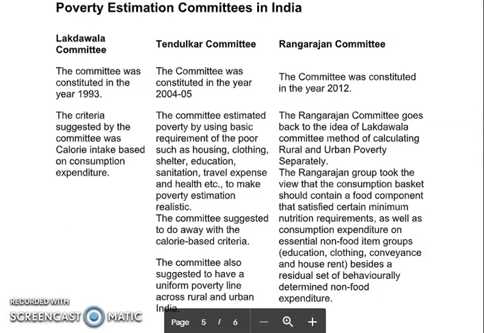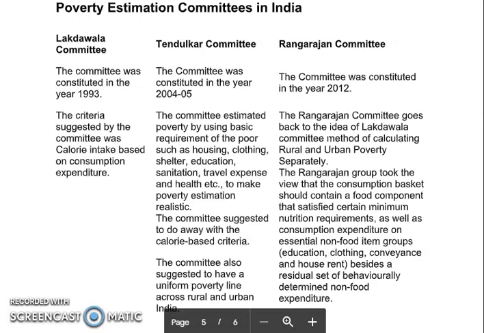Then Tendulkar Committee, it was constituted in the year 2004-2005. The committee estimated poverty by using basic requirements of the poor, such as housing, clothing, shelter, education, sanitation, travel expense and health, etc., to make poverty estimation realistic. The committee suggested to do away with the calorie-based criteria.